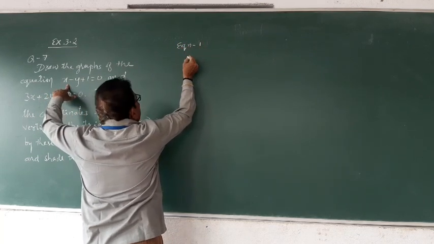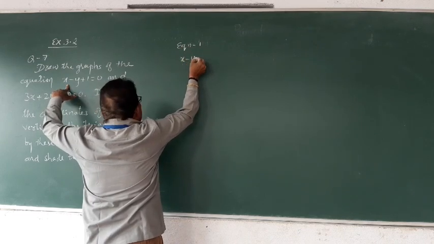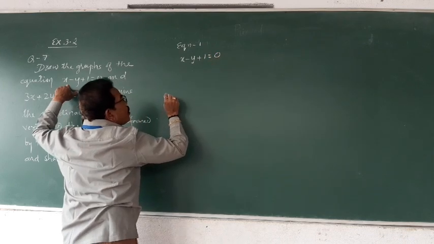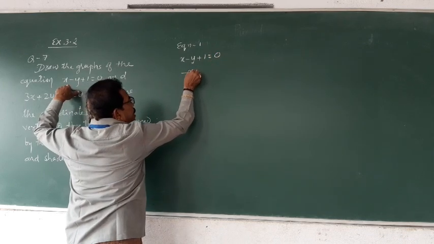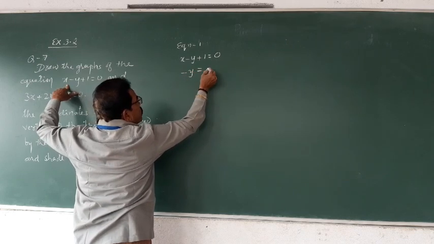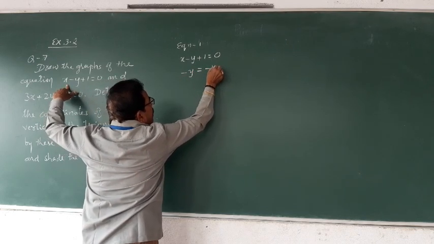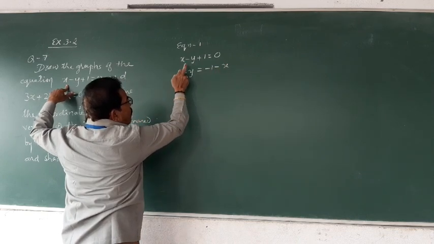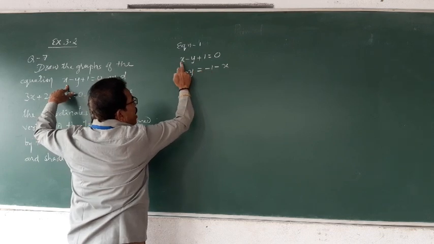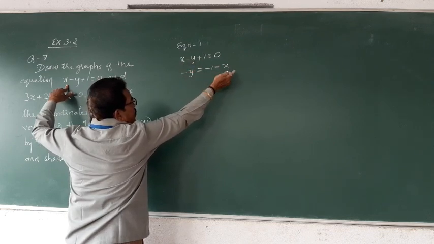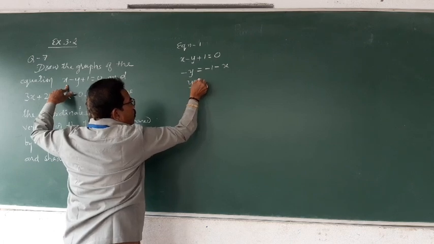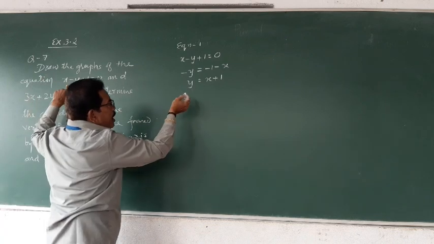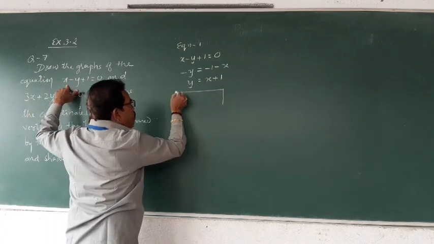Equation 1, x minus y plus 1 equals 0. So minus y equals minus 1 minus x. These terms have been transferred. So y equals x plus 1 is the final equation in the y form.